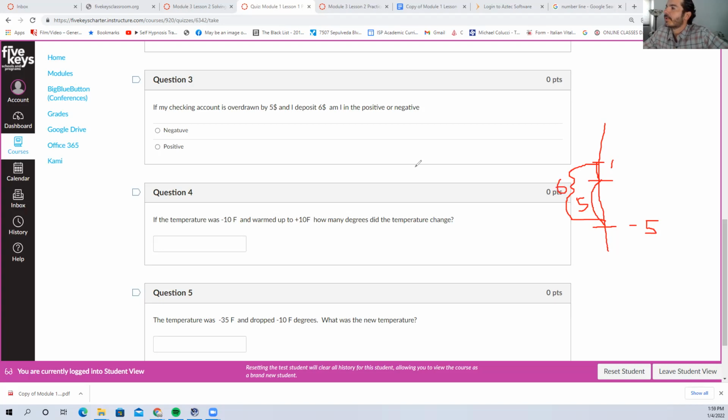If I use the example I showed a second ago, I'm overdrawn by 5. That suggests negative, right? 1, 2, 3, 4, 5. And then I deposited $6 as a positive addition. These guys are all 0, and I'm left with 1 positive sign. So the answer is positive. Okay.